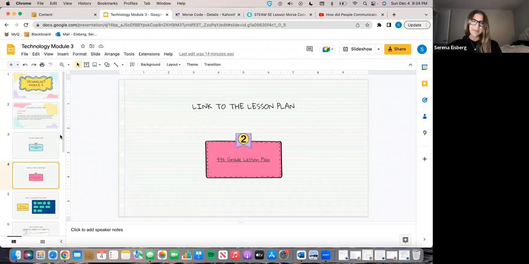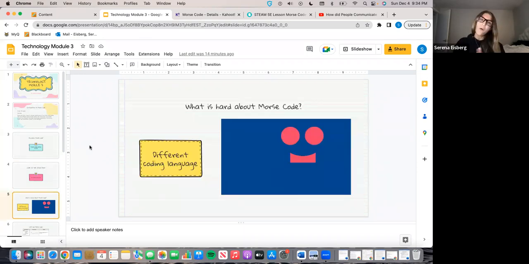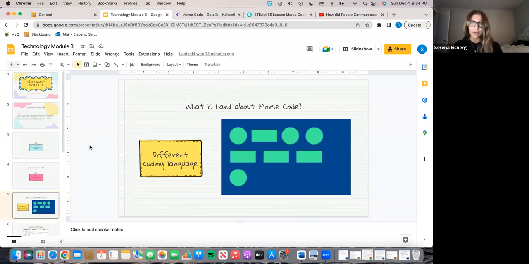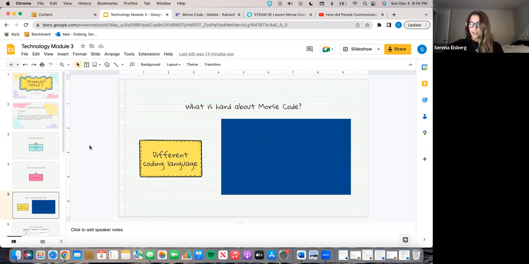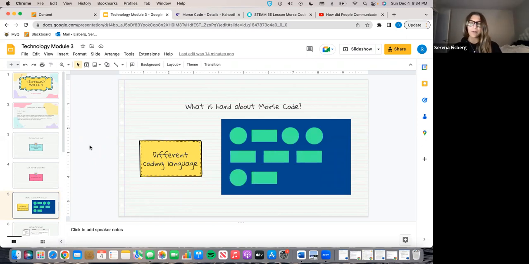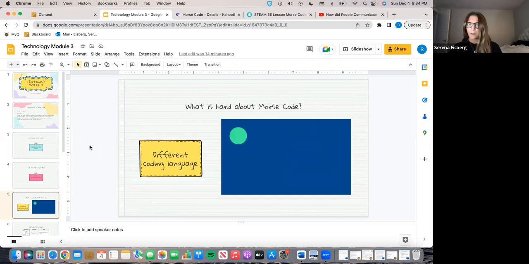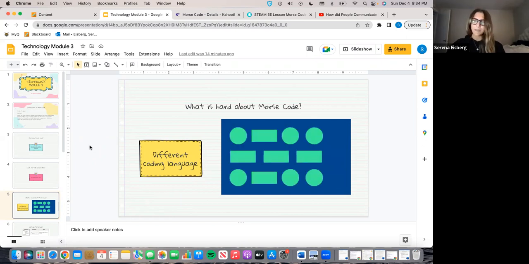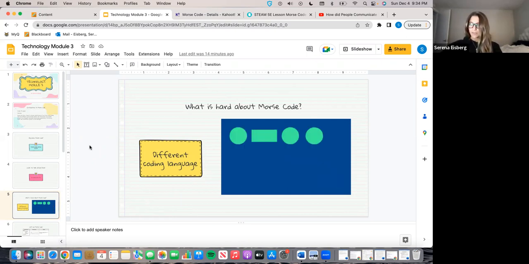So into my next slide with my GIF. What is hard about Morse code? I said the different coding of language, such as the dot and the dash representing a limited number of alphabetic letters, numbers, punctuations, special characters in a given message. But when messages are sent by sound, it signals the dot to represent a short beat.